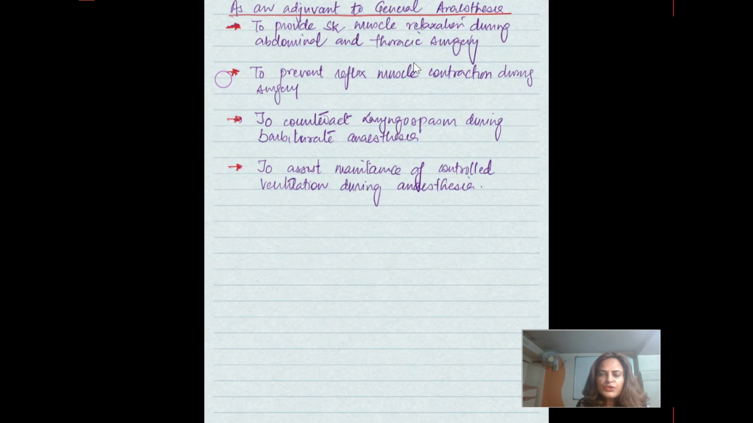So they are going to provide, number one, the skeletal muscle relaxation during the abdominal and thoracic surgery, prevent the reflex muscle contraction during the surgery. Also, they counteract the laryngospasm which may happen if we are using barbiturate as a general anesthetic agent. Then it also assists maintenance of controlled ventilation during the anesthesia.